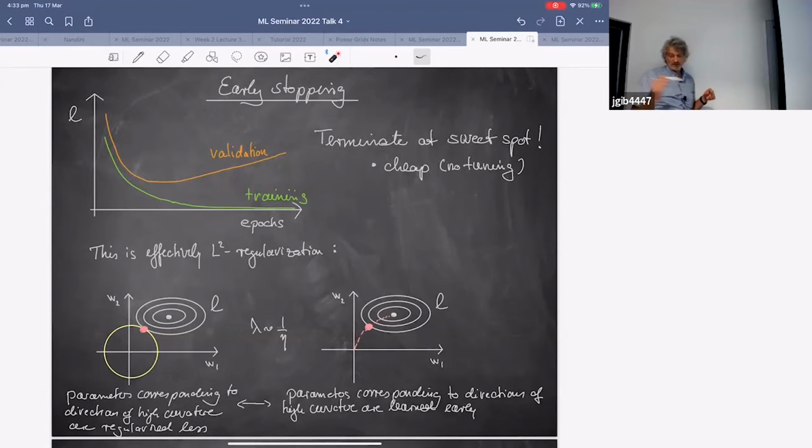So the question is, is there a relationship between what we learned in the last hour, where we had this problem of the exploding or vanishing gradient?